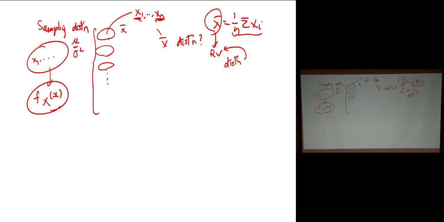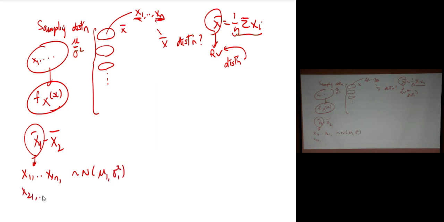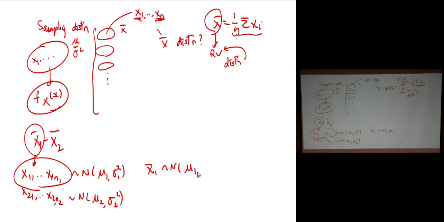So we talk about the distribution of x bar. We also talk about the distribution of the difference of these two. If x1 is taken from a population, with x11 up to x1n1 taken from a normal distribution with mean mu 1 and sigma 1 square, and x21 up to x2n2 taken from a population following a normal distribution with mu 2 and sigma 2 square, then x bar 1, the average of all this, follows a normal distribution with the same mean, but the variance is like that. And this one follows normal mu 2, sigma 2 square over n2.